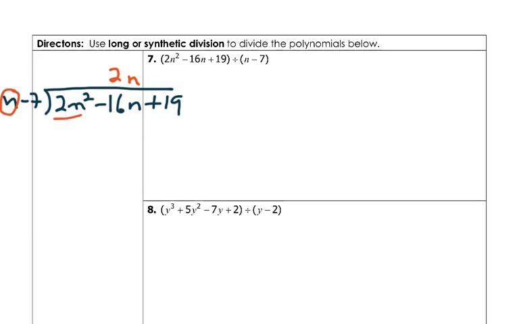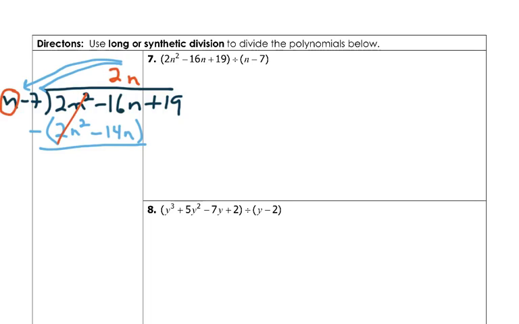And then now we are going to multiply this 2n to both the front and back of the binomial. 2n times n gives us 2n squared, and then 2n times negative 7 gives us negative 14n. All right, parentheses, and this needs to be subtracted. So 2n squared minus 2n squared, those will end up canceling out.